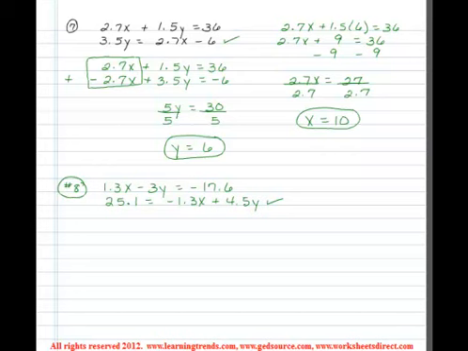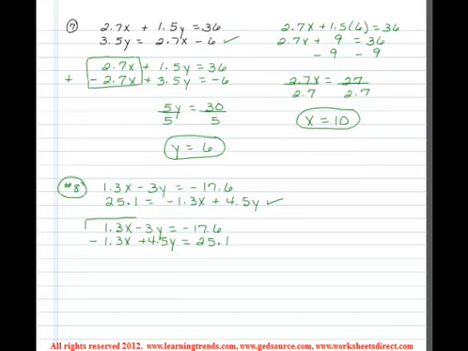So let's go ahead and rewrite our first equation. And we have 1.3x minus 3y equals negative 17.6. In our second equation, we're simply going to flip-flop from one equal sign to the other. So we can just flip-flop what's on the right. We're going to move over to the left. And so that will give us a negative 1.3x plus 4.5y, and that's going to equal 25.1.